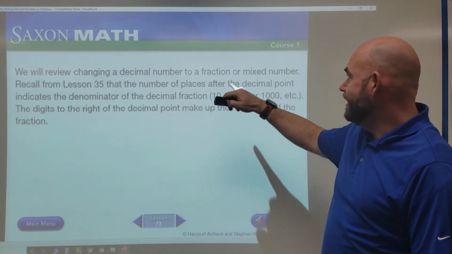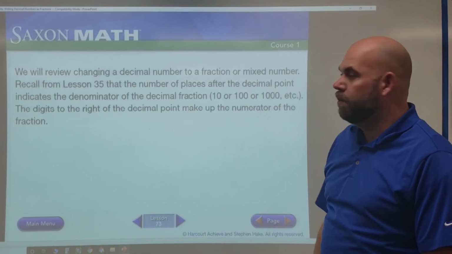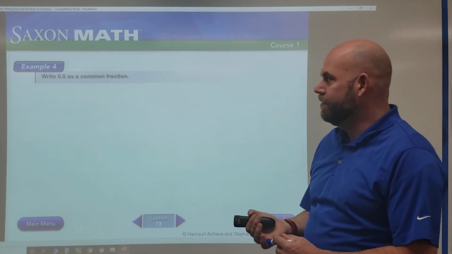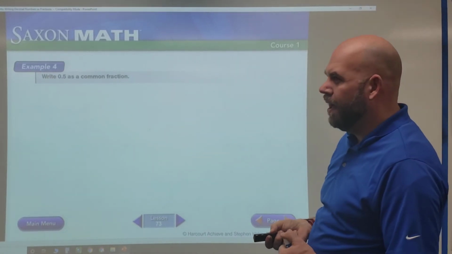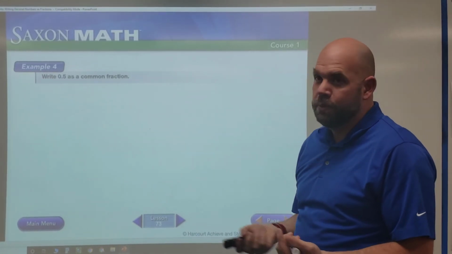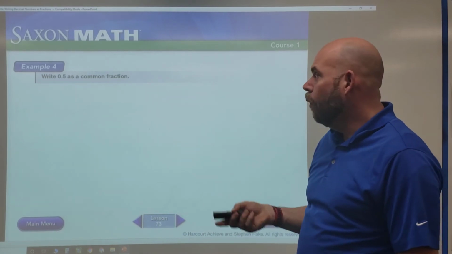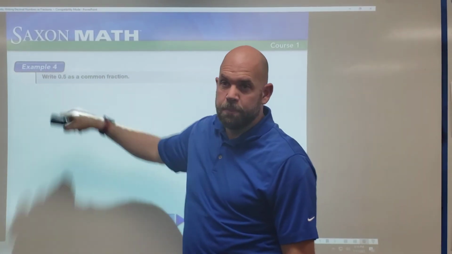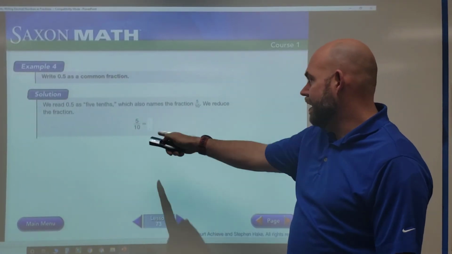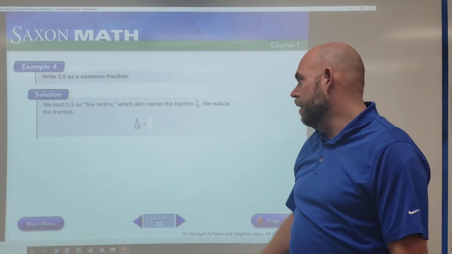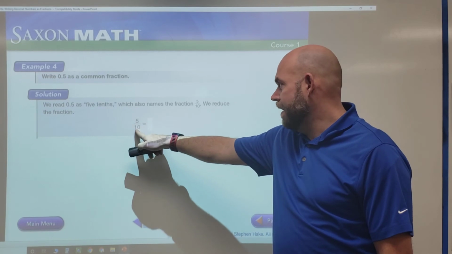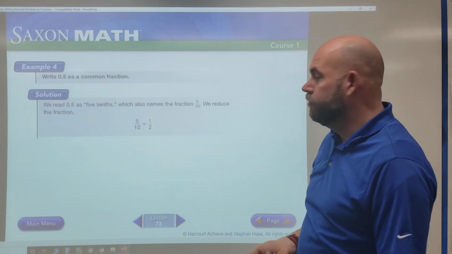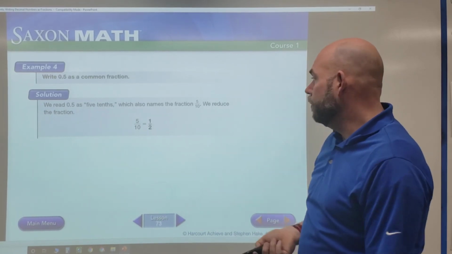We'll review changing a decimal number to a fraction or a mixed number. We've done this before, so this is just review. Right, 0.5 is a common fraction. Remember 0.5, that's half of 1, so we could just write it as 1/2, or we could do 5/10, right, because this is in the tenths place. So if we wrote it as 5/10, that would just reduce, the common factor here is 5. 5 divided by 5 is 1, 10 divided by 5 is 2, so we get 1/2. So that's one way of doing it.